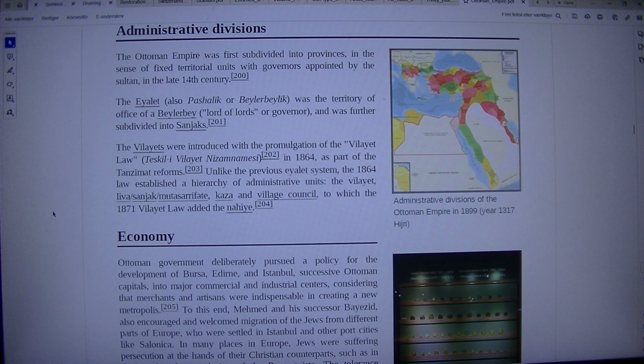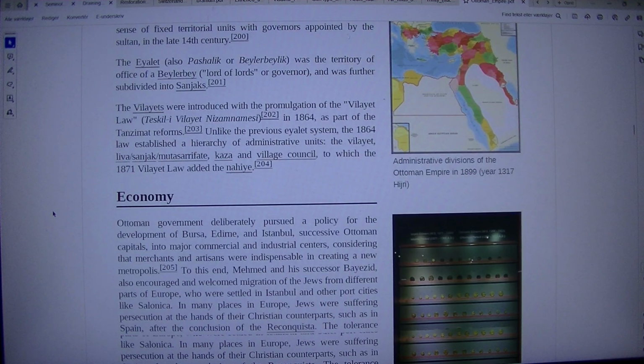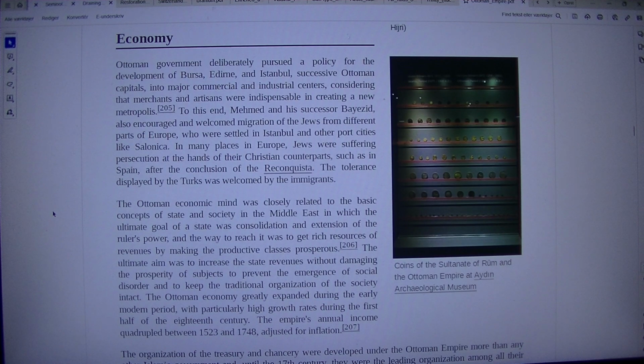Economy. Coins of the Sultanate of Rum and Ottoman Empire, at Aden Archaeological Museum. The Ottoman government deliberately pursued a policy for the development of Bursa, Edirne, and Istanbul, successive Ottoman capitals, into major commercial and industrial centers, considering that merchants and artisans were indispensable in creating a new metropolis. To this end, Mehmed and his successor Bayezid also encouraged and welcomed migration of the Jews from different parts of Europe, who were settled in Istanbul and other port cities like Salonika.